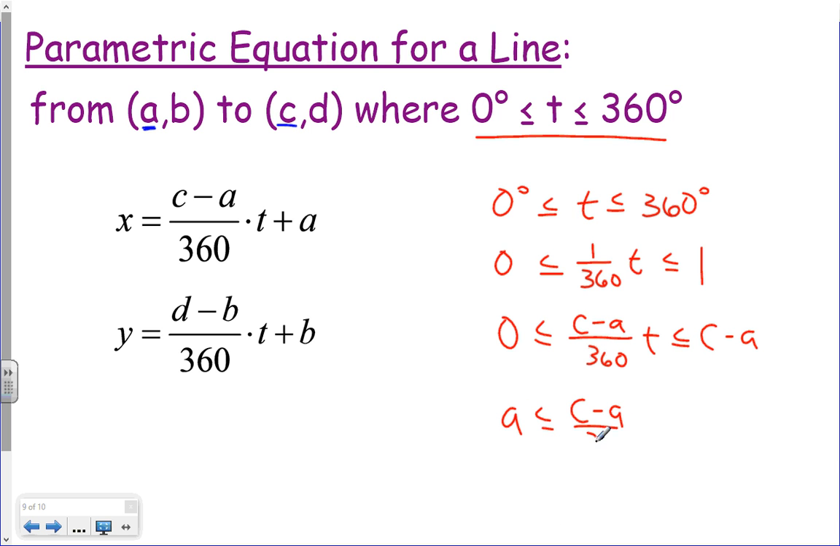c minus a over 360 times t. When I add a on, I'll just put that at the end. And finally, when I take c minus a and add a to that, I end up with just c. The a's cancel each other out.